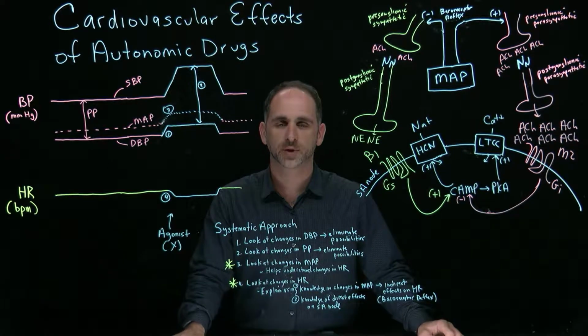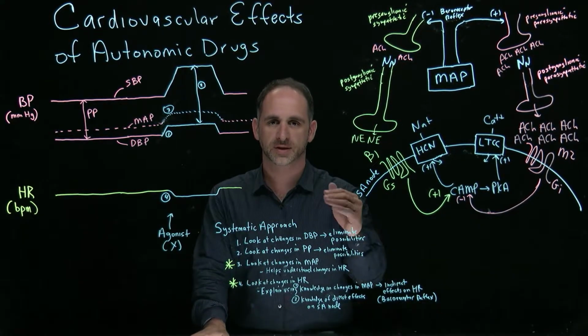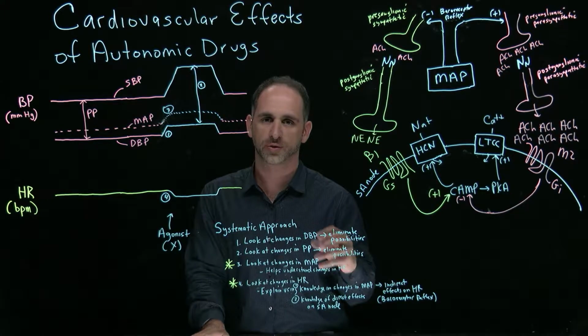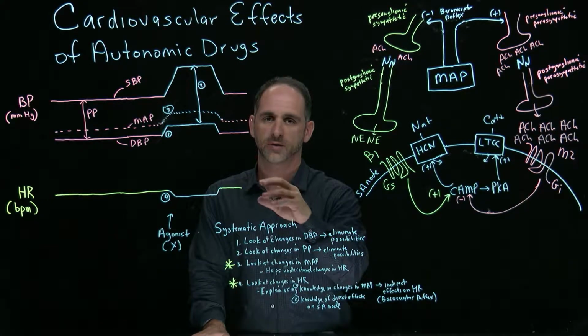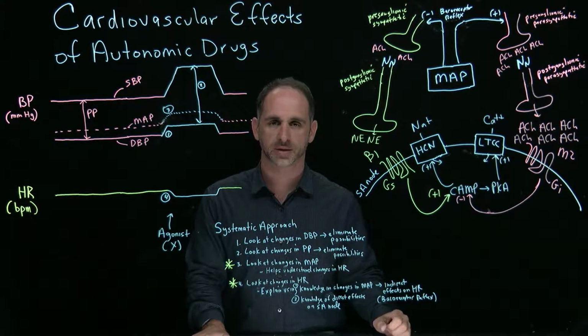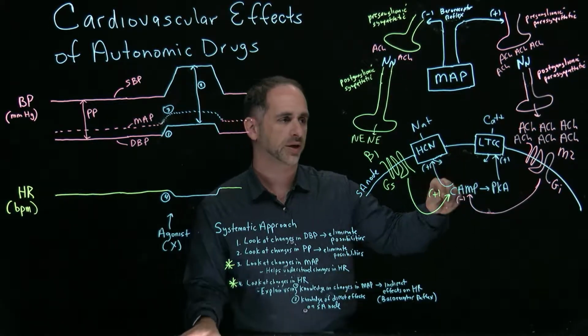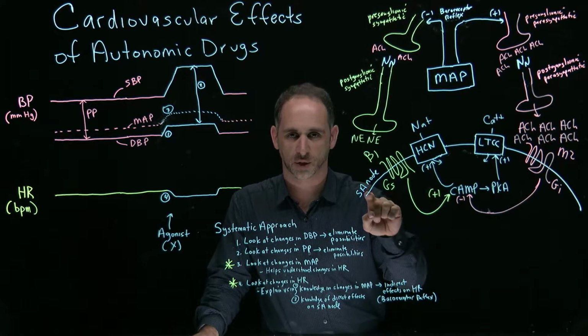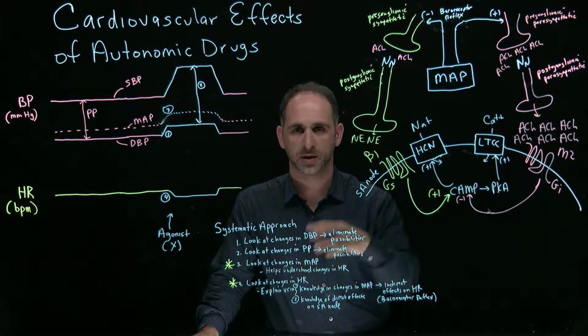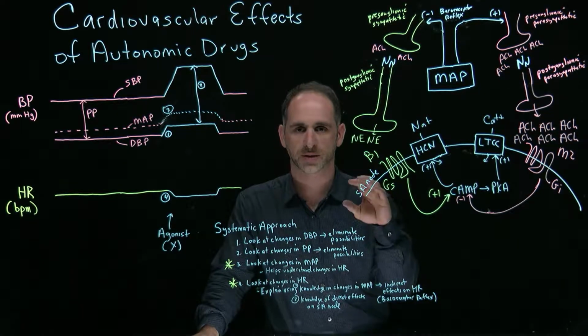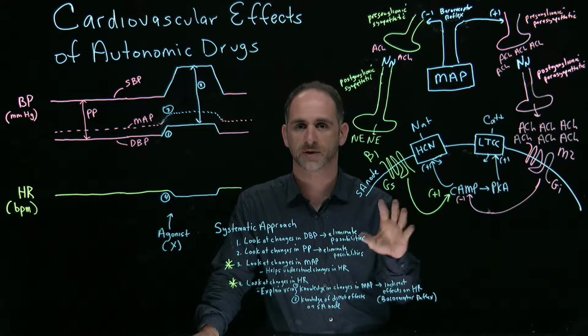So now we're going to move to the heart rate analysis of the systematic approach to analyzing these cardiovascular effects of autonomic drugs. So let's orient ourselves with this picture here. We have the SA node, that's the pacemaker, so that's the part of the heart that's going to be impacted by these drugs that's going to affect the heart rate.